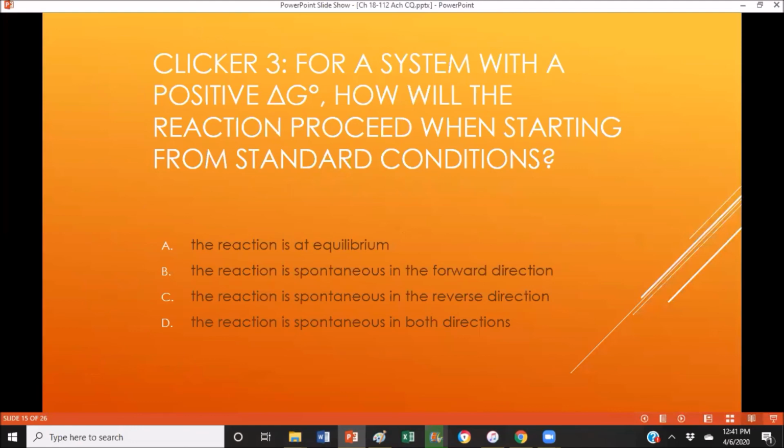But this last clicker question, clicker 3. For a system with a positive delta G, so delta G is greater than 0, how will the reaction proceed when we start from standard conditions? Is the reaction at equilibrium? Is this spontaneous in the forward direction, going towards products? Is this spontaneous in the reverse direction, going back to the reactants, like if you have an acid-base situation? Is the reaction spontaneous in both directions? So which way is the reaction going to head?